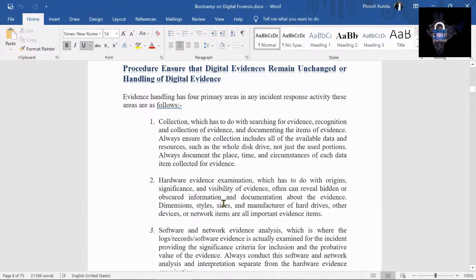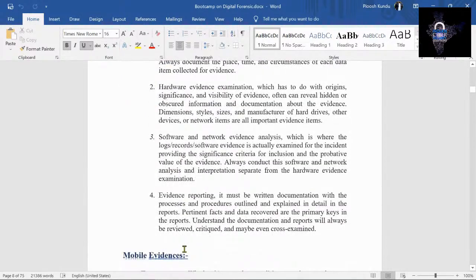Now the third part is the software and network evidence analysis, which is where the logs, records, and software evidence are actually examined for the incident, providing the significant criteria for the inclusion and provision of the value of the evidence. Always conduct this software and network analysis and interpretation separate from the hardware evidence examination.